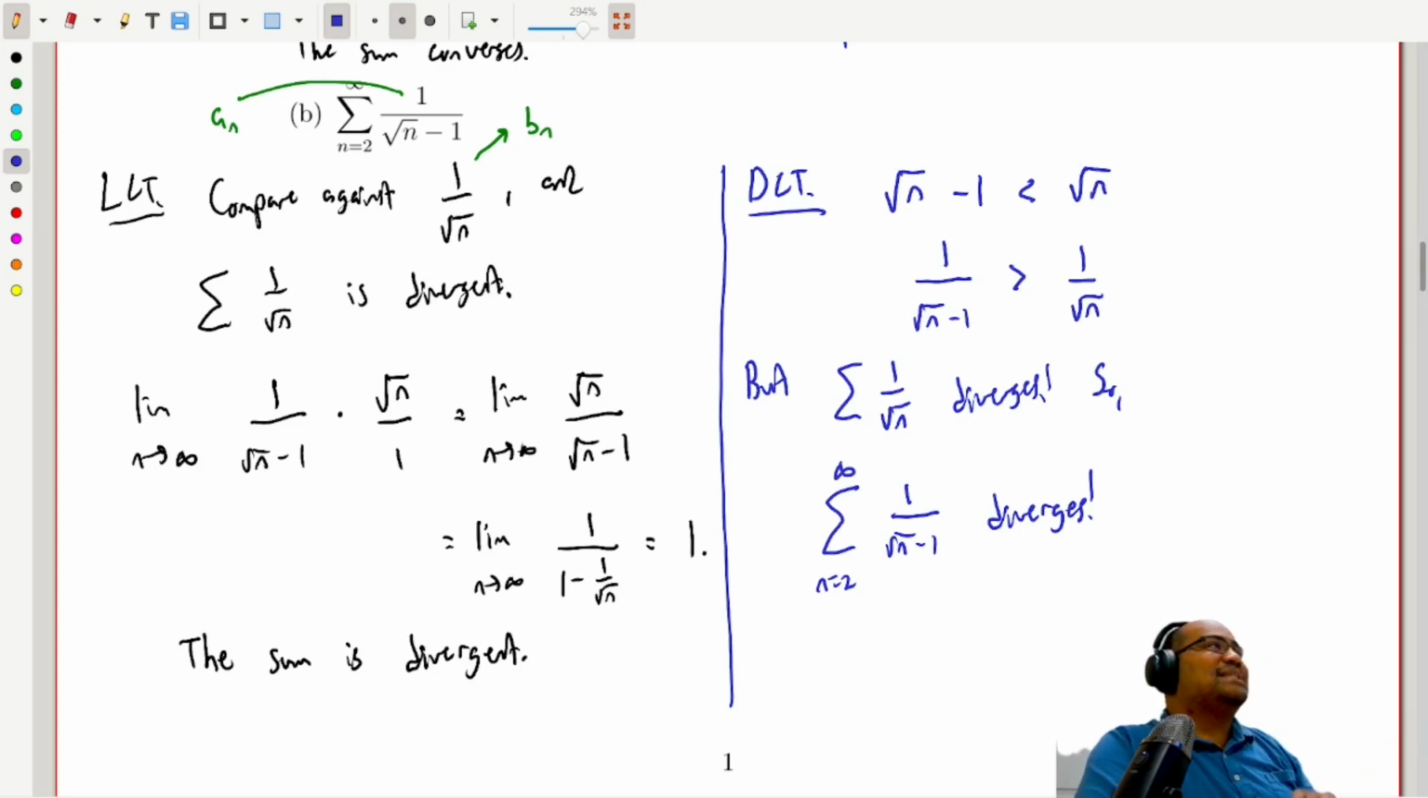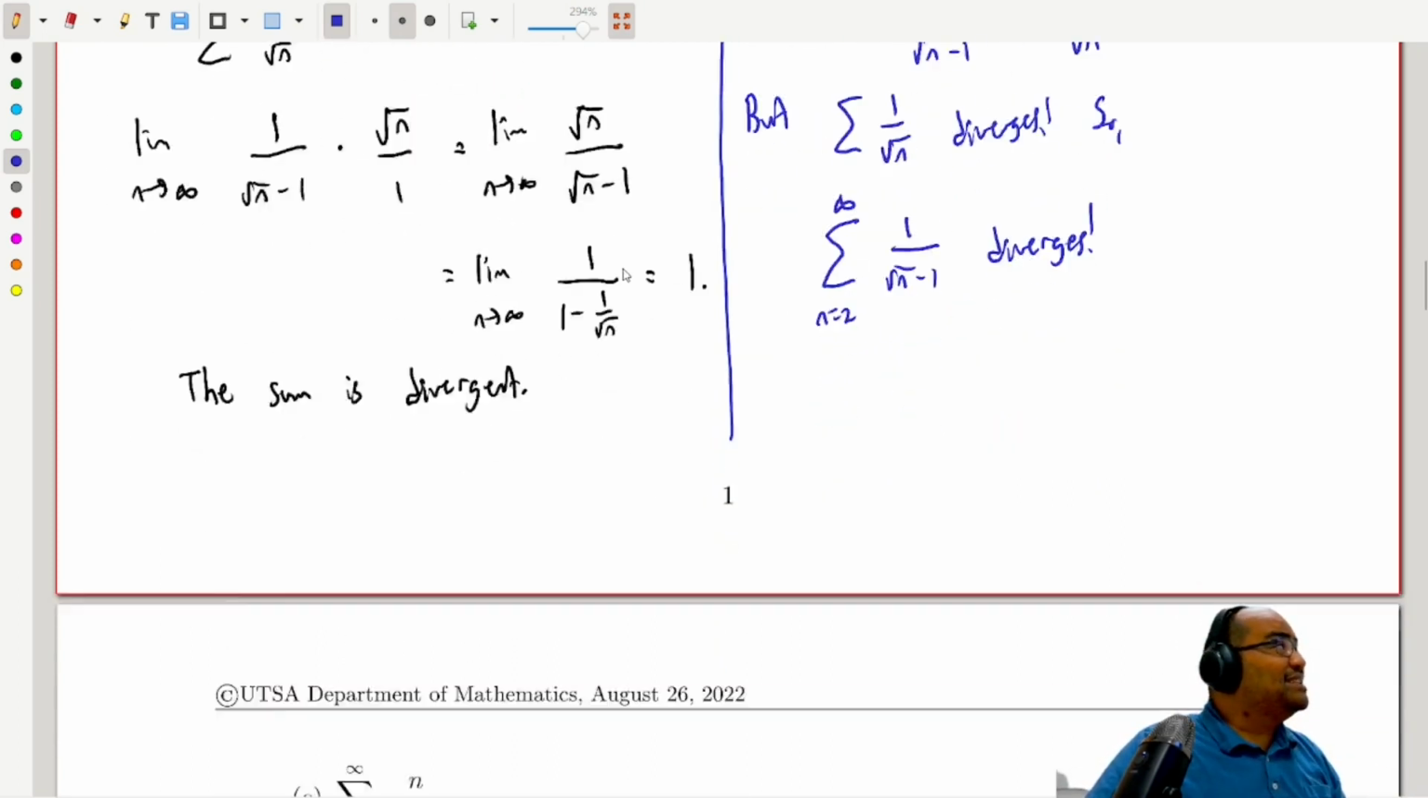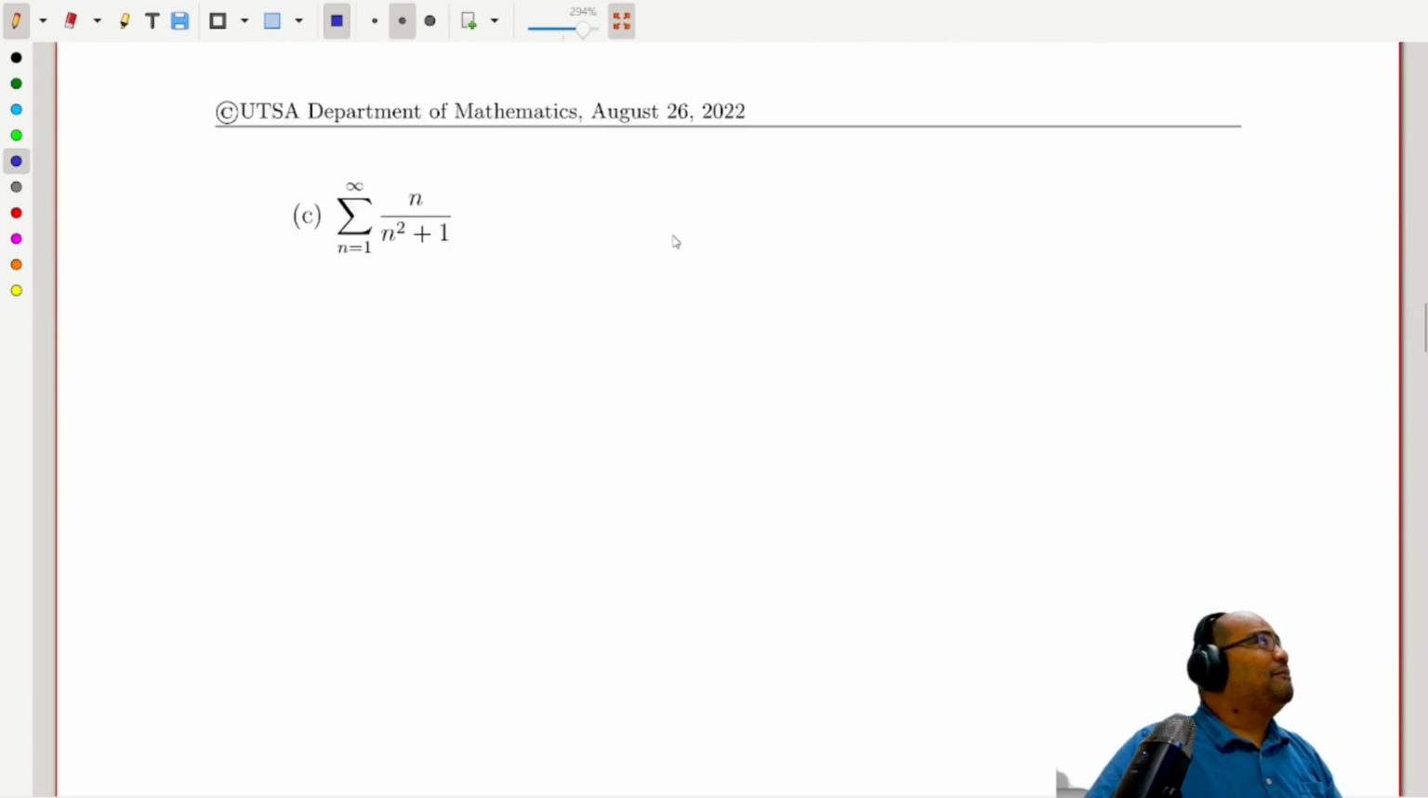Okay, so you see how we get the same result both ways? Sometimes one test may be more natural to use than the other. Most of the time, you can easily do this with the limit comparison test. Direct comparison kind of gives it to you just straight up. All right, so let's keep going. We got a lot of these to go through.